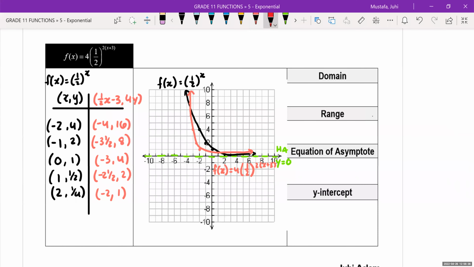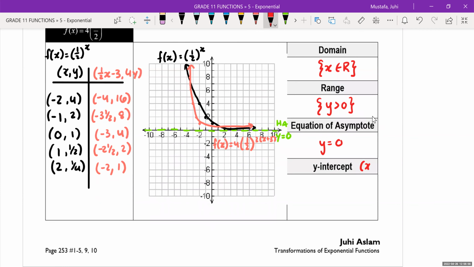All right, so we're going to do the domain for the transform function. It's just going to be x includes all real values. The range, the asymptote is 0, so it's going to be y is greater than 0. And then for the y-intercept in this question, are we able to calculate it from the graph accurately? No. So unfortunately for this, we're going to have to do a little bit of work.